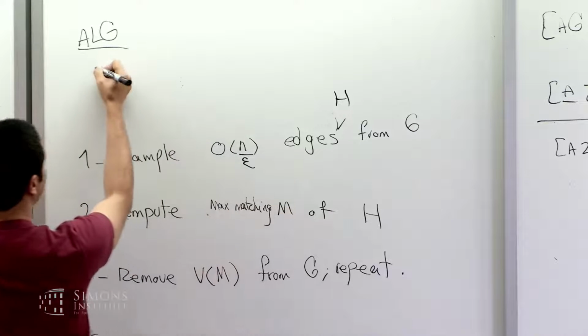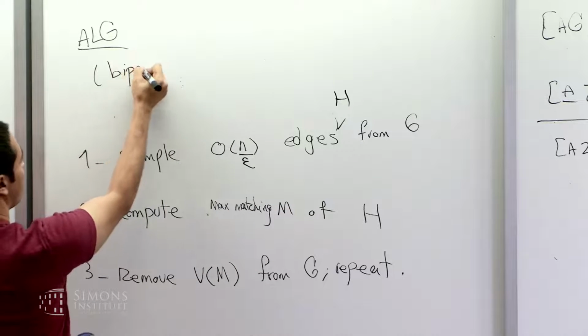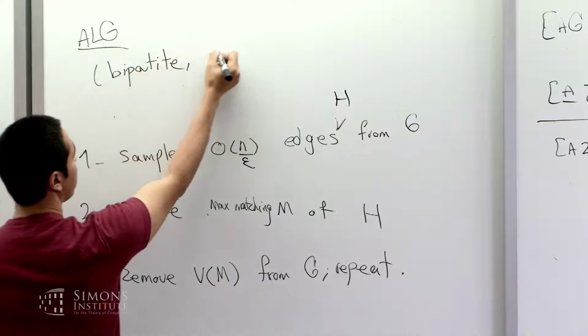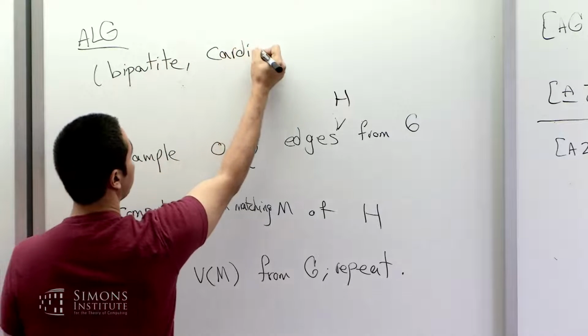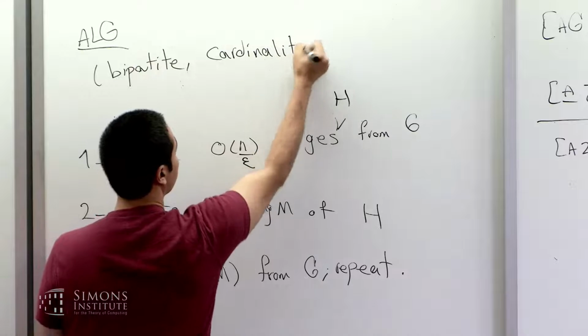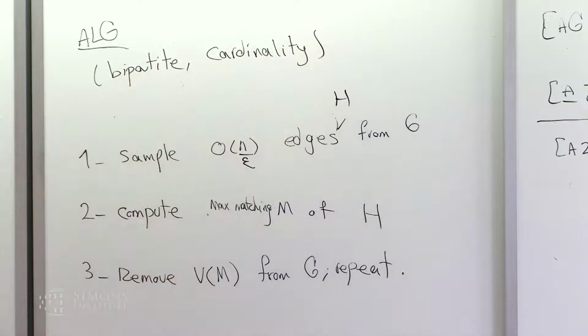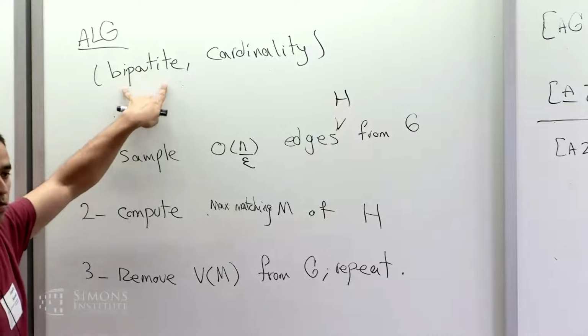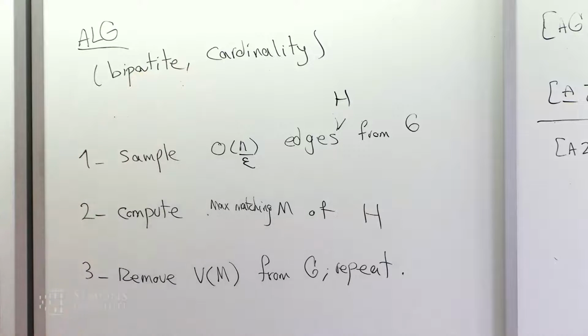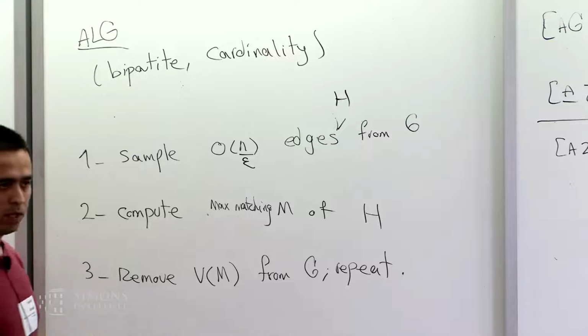Just for now, let's say I'm again bipartite and cardinality. And I will tell you at the end how to extend the algorithm in one go to weighted and non-bipartite as well. For now, I'm talking about bipartite cardinality matching. Okay? You sample these many edges from the graph. You compute a maximum matching and a minimum vertex cover.